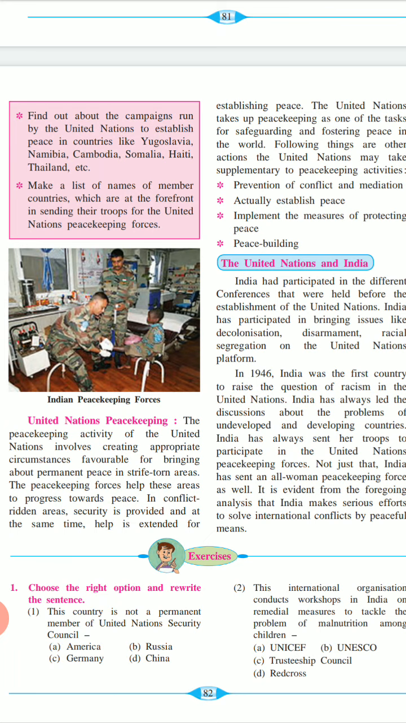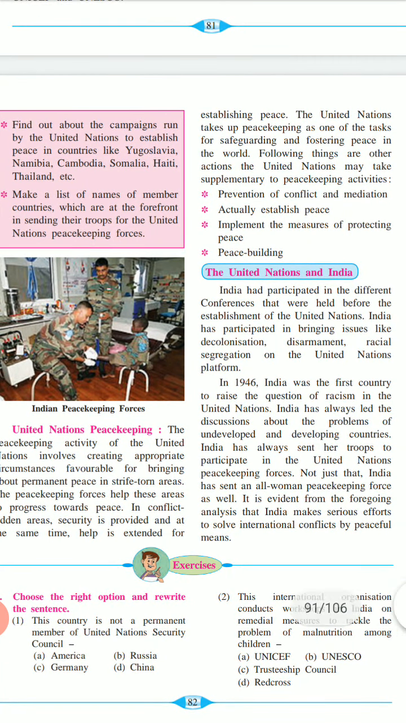This force is basically helping the areas progress towards peace. They try to reduce the conflict between the strife-torn areas. They take specific steps to maintain peace and harmony in the particular region wherever violence has been created. Even the United Nations takes up peacekeeping as one of its tasks.